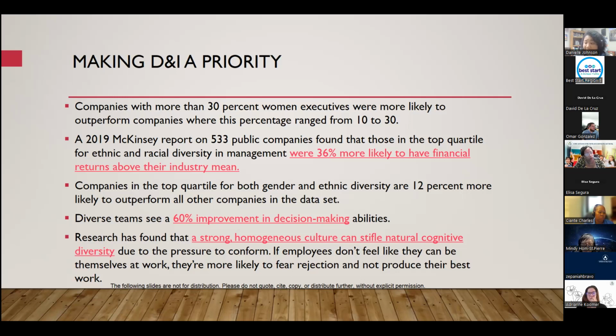Diverse teams see a 60% improvement in decision-making abilities. Research has found that a strong homogenous culture can stifle natural cognitive diversity due to the pressure to conform, right? If you're worried about your tattoos, your braids, if you're worried about things that are a part of your identity, and if someone's going to say something to you about it, or touch your hair, or question you, or mispronounce your name 5 times a day, if you have to spend time teaching and correcting when your counterparts do not, you're spending more time educating about yourself, and that's not what you were hired for, right?